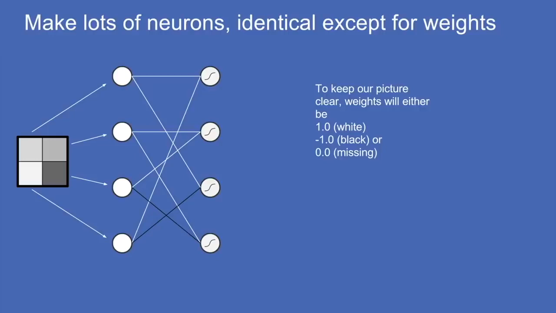There are 4 shown here, but there could be 400 or 4 million. Now to keep our picture clear, we'll assume for now that the weights are either +1, white lines, -1, black lines, or 0, in which case they're missing entirely. But in actuality, all of these neurons that we created are each attached to all of the input neurons, and they all have some weight between -1 and +1.